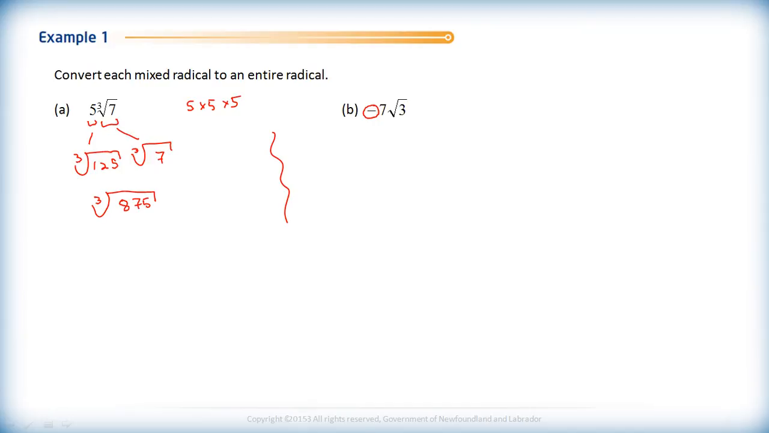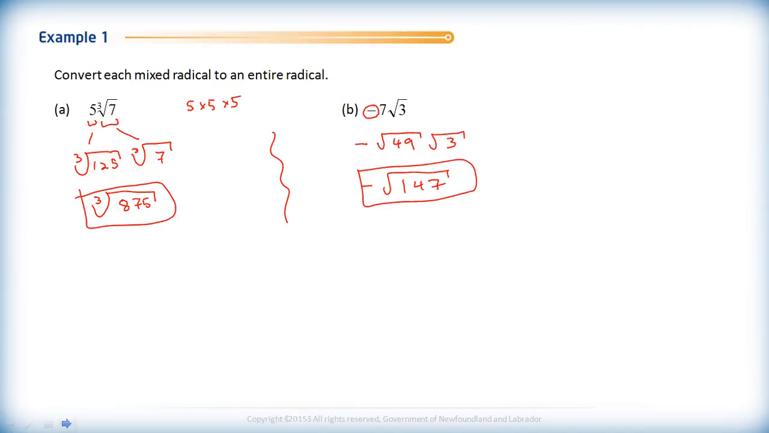So let's just take the 7 and convert that into a square root. So that's the square root of 7 squared, which is 49, times the square root of 3. So let's see, that's going to give us the square root. 3 times 50 is 150. So I think this should be 3 less than that, so 147. And there we go. We've got 2 entire radicals from mixed radicals.